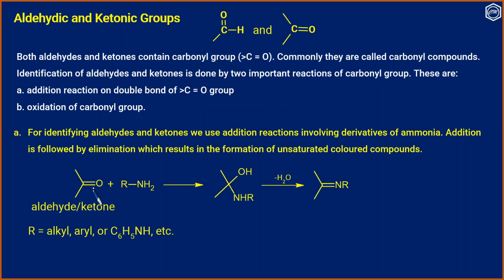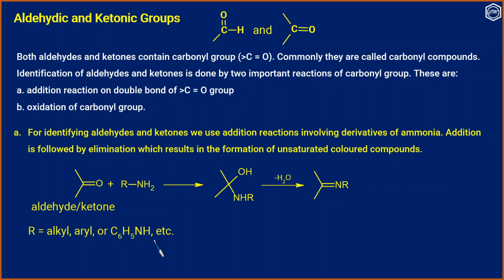So, aldehyde or ketone, the carbonyl group, reacts with a derivative of ammonia, for example, RNH2, and we get this unsaturated compound, which is usually colored. R may be alkyl, aryl, or C6H5NH, etc.